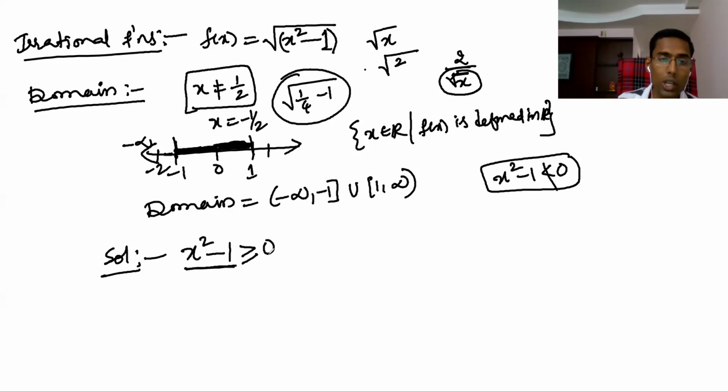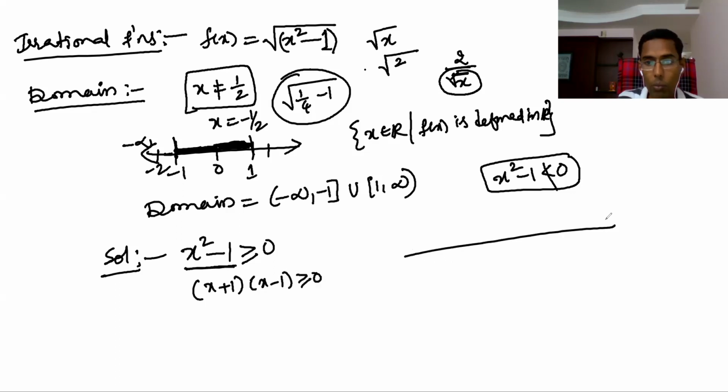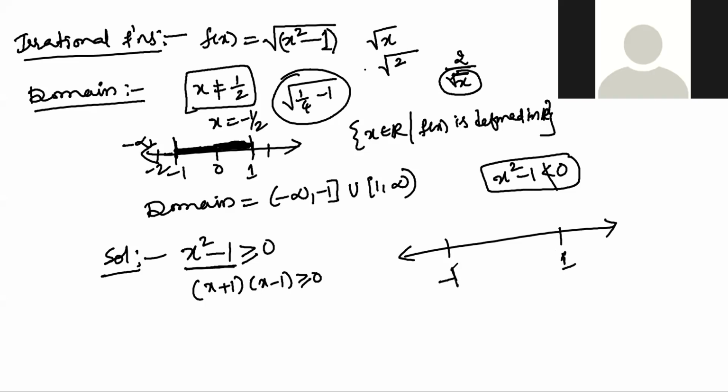All right, so this one I solved. One method is this way I solved. What is that? Again, you get (x plus 1)(x minus 1) greater than or equal to 0. So you take a number line. This is minus 1 and this is plus 1.